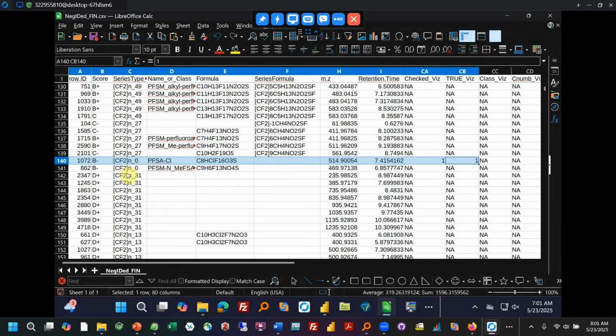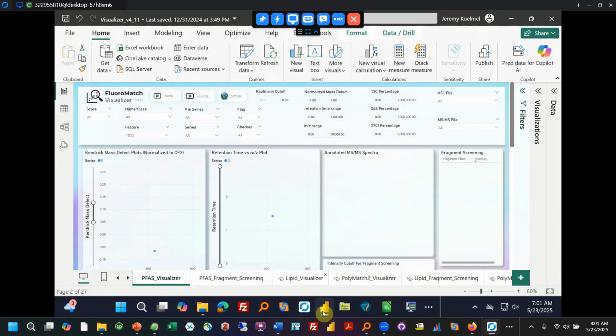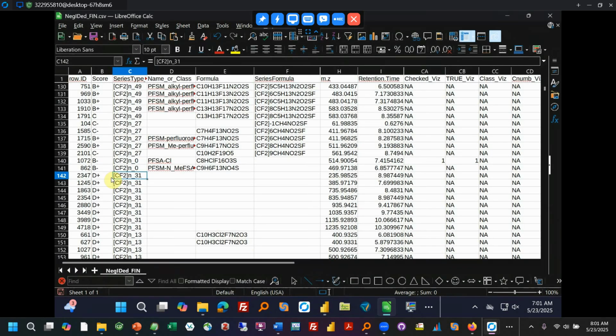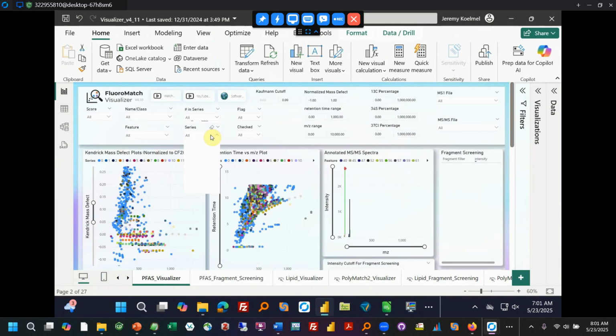So let's also look at a D. In this case, the series number would just be 31. This is going to be the same exact thing we did before as far as looking through other compounds. Because we have 1072 selected, it's not going to show us that one. So now we have to wait again, right, for it to load.